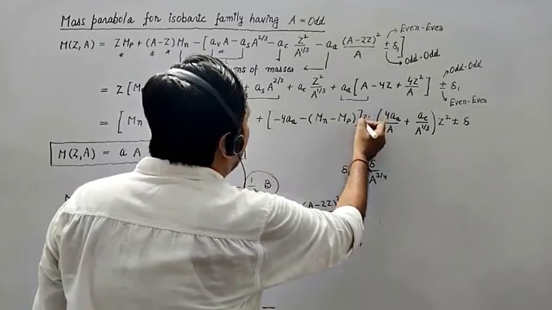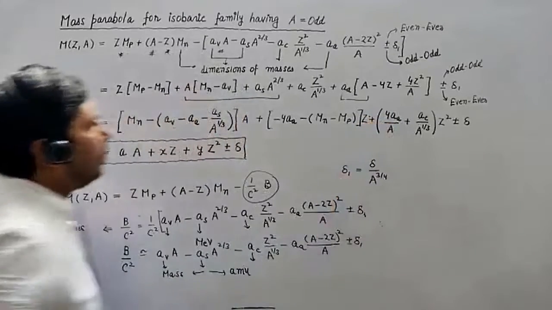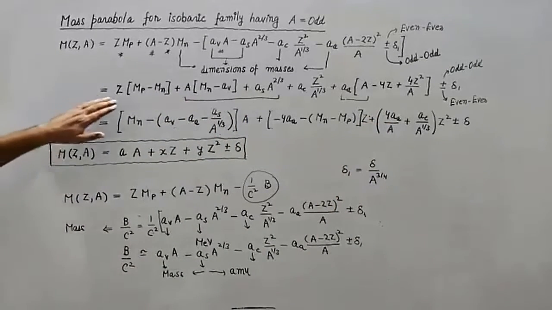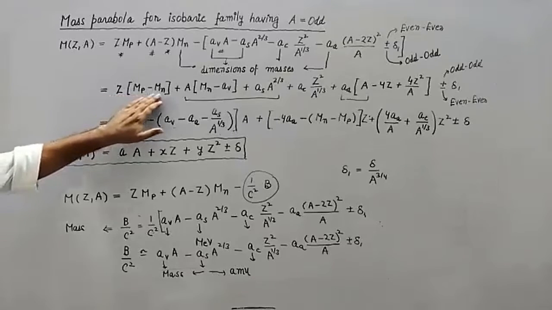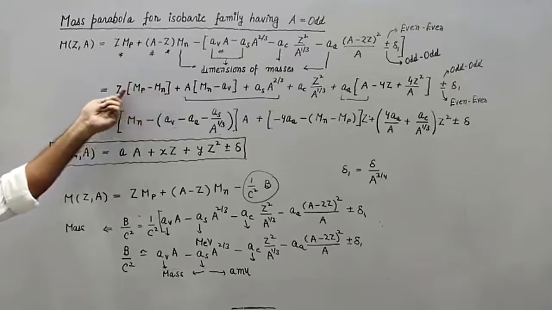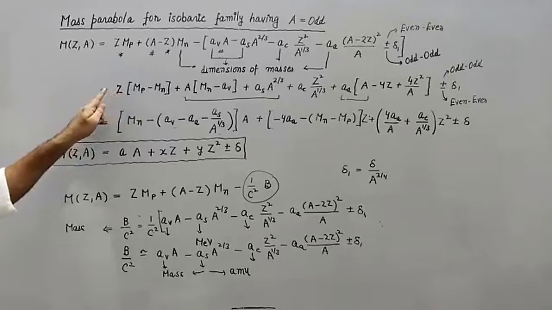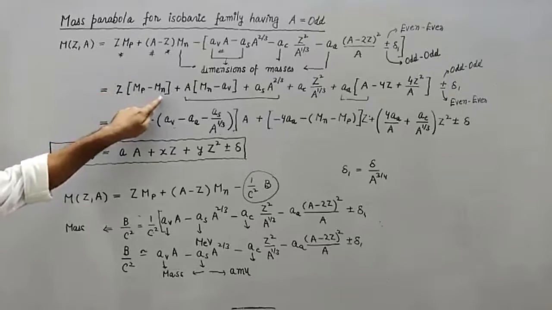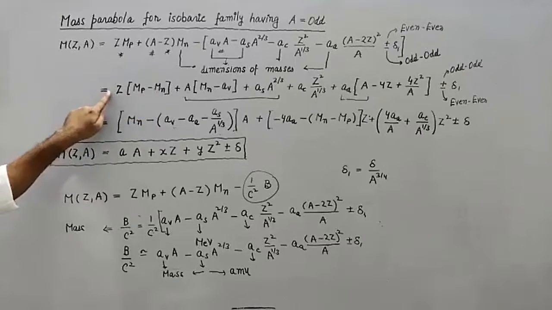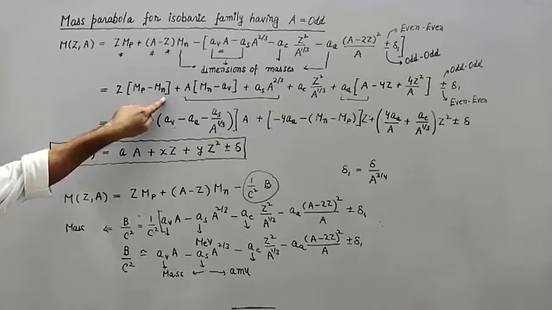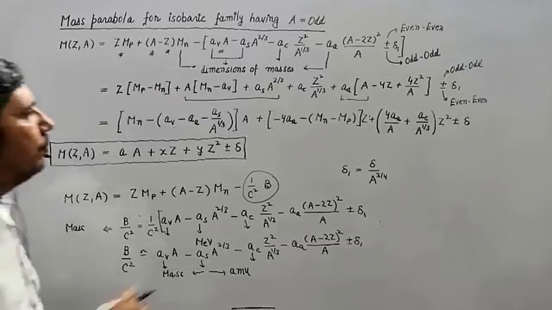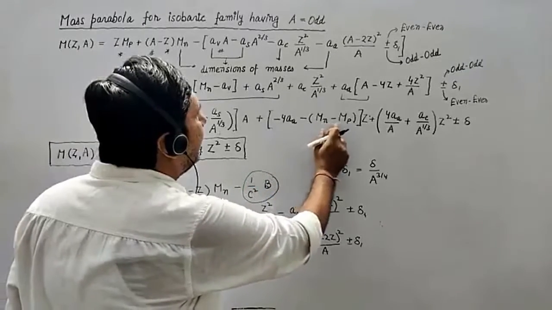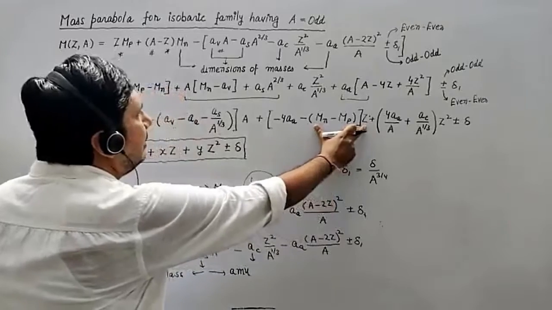We are going to combine these terms here. Which terms? Having Z. So here we have Z times (Mp minus Mn). If you take minus common, it will become minus Z (Mp minus Mn). It will become minus Z (Mp minus Mn), because the mass of the neutron is always greater than the mass of the proton. So this is minus (Mn minus Mp) into Z.